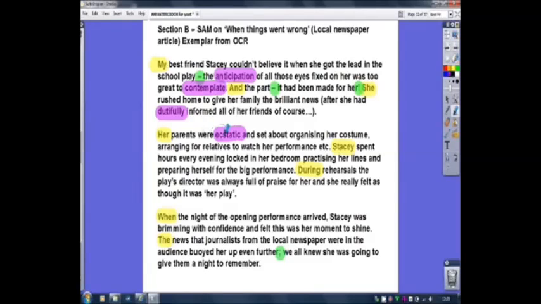And you can see a candidate's running out of words to show off with, but never mind. "When the night of the opening performance arrived, Stacy was brimming with confidence," and here perhaps the candidate's reaching for interesting language, interesting vocabulary, "and felt that this was her moment to shine." And here they're reaching for that vocabulary, but it's turning into cliche a bit, isn't it?